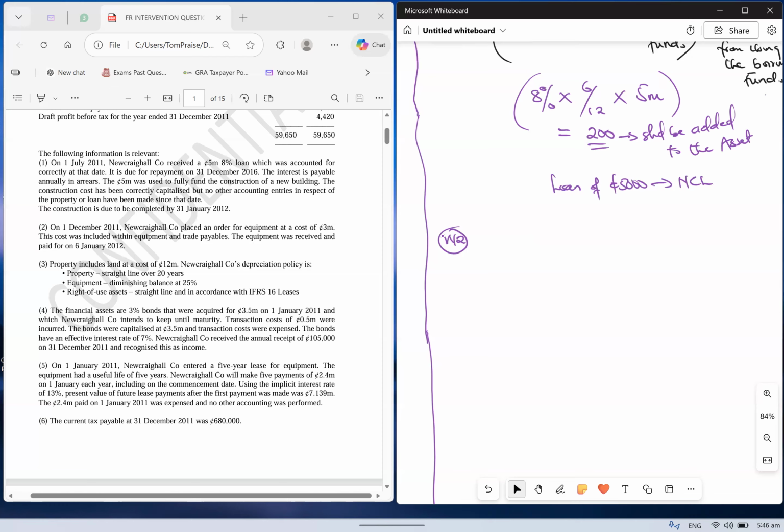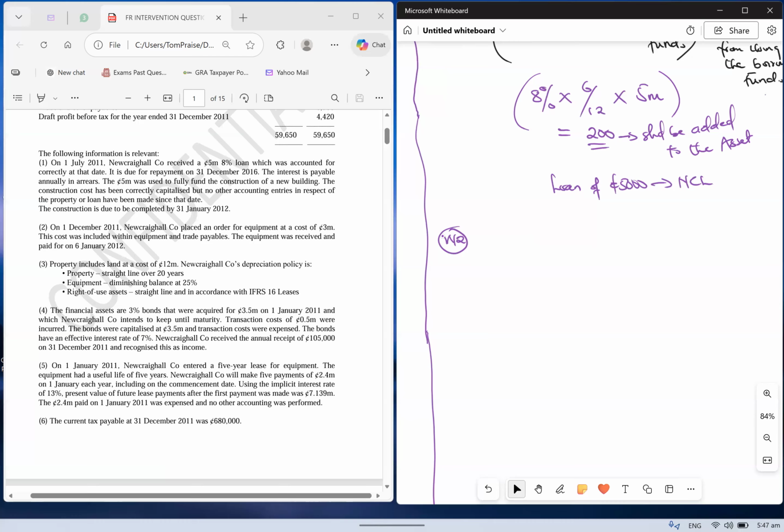2012 is the next year. Do you see that? Our year ends in 2011. So to include, they ordered for it, and the thing has not come. And what they've done is that they have included the money in the trade payables and also within their equipment. What do you think is wrong with that?